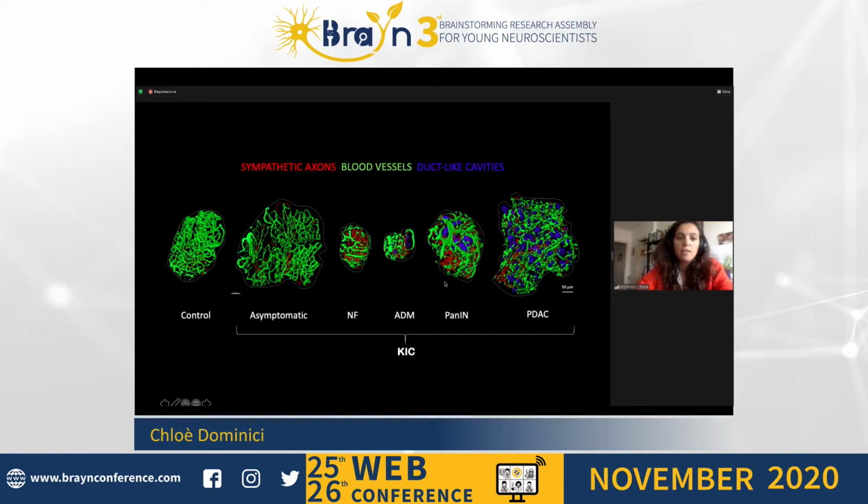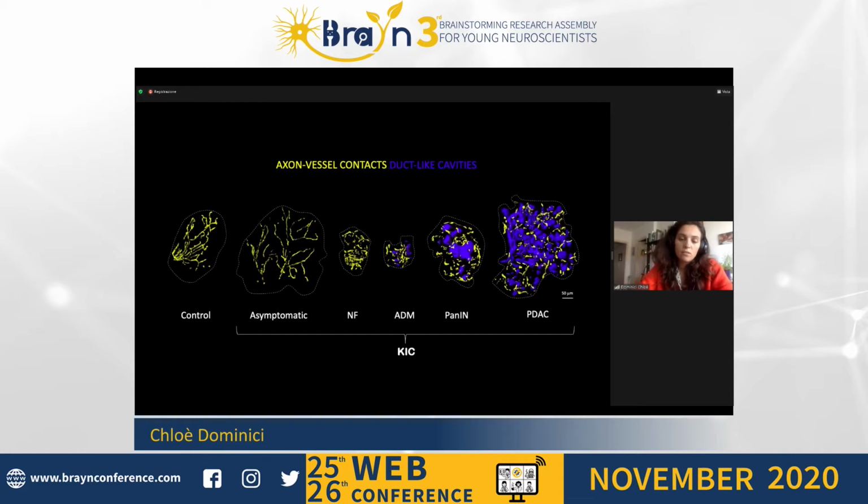And finally, if we look at the axon and blood vessels contact, you see in yellow all the contact, that in control and asymptomatic tissue they are closely in contact with each other. But when you progress during the cancer, you see that these contacts tend to diminish and to be more fragmented.